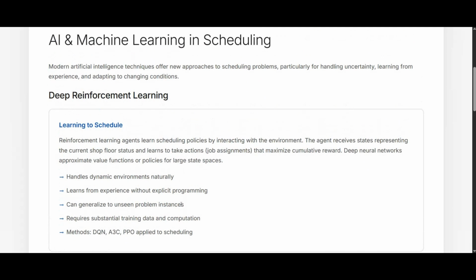there is a trade-off. It needs a lot of training data and computation. And that's why methods like DQN, I mean Deep Q Network, Asynchronous Advantage Actor-Critic, or A3C, and PPO, that's Proximal Policy Optimization, are commonly used. These are all reinforcement learning algorithms that balance exploration and exploitation in different ways to find good scheduling policies efficiently.